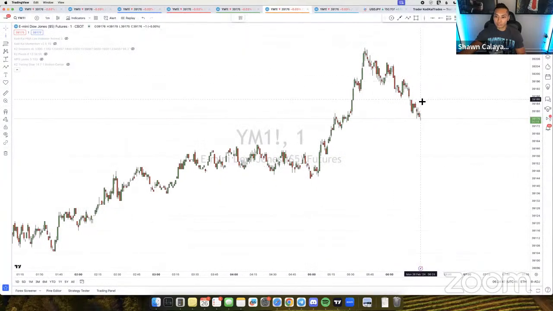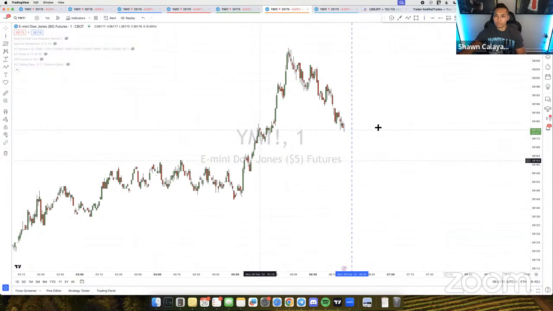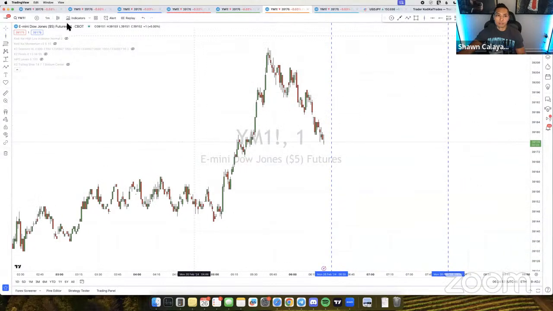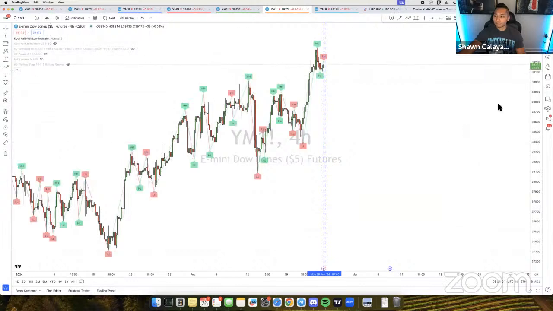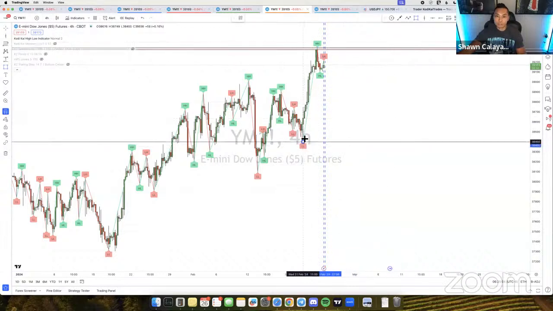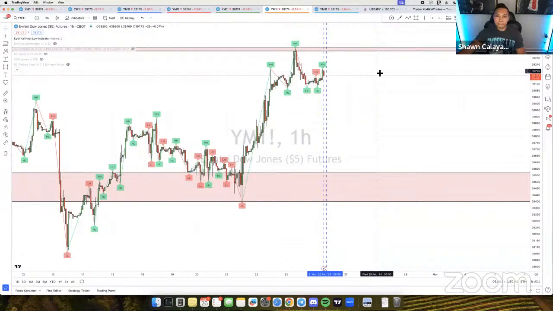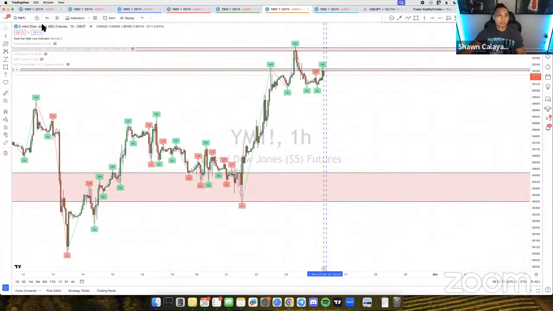Here is our clean chart. I'm going to mark up 6:30. Mark up 8 o'clock. Identify structure over here on the 4-hour time frame. Structure above right here. Structure below down here. Going down to the 1-hour. And that's pretty much it for the most part. The structure right here too.